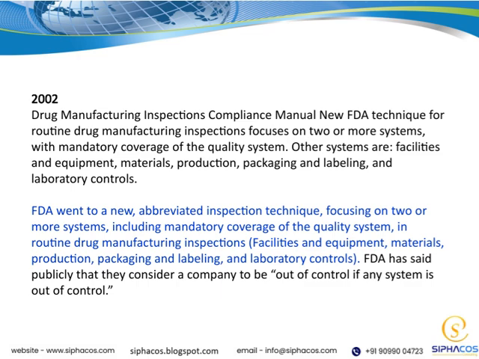This means that the inspection teams prioritize systems like facilities and equipment, materials, production processes, packaging and labeling, and laboratory controls. The idea is to streamline inspections while still effectively assessing compliance. The FDA has publicly stated that if any one of these systems is out of control, they consider the entire company to be out of control.